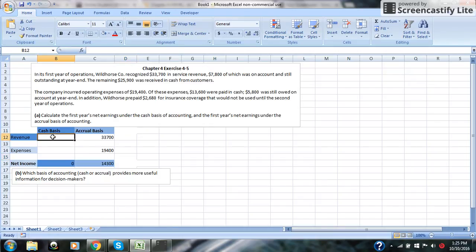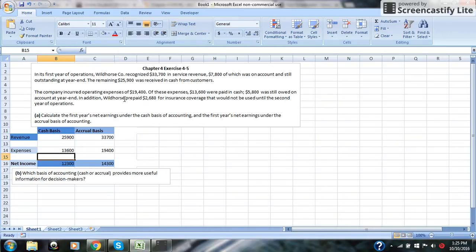And then revenue on the cash basis, we only look at what cash actually changed hands. So they received $25,900, and $7,800 was on account. So the only cash they received was $25,900. So we put that in for our revenue. Then expenses, we have the expenses that they paid in cash, which are $13,600. Since the $5,800 is paid on account, that wouldn't be under the cash basis.